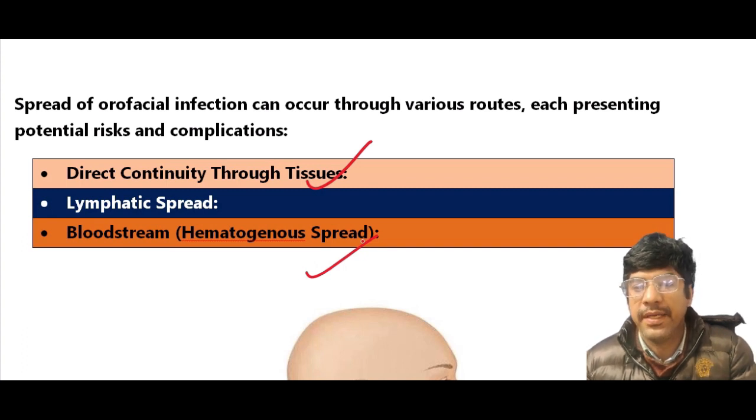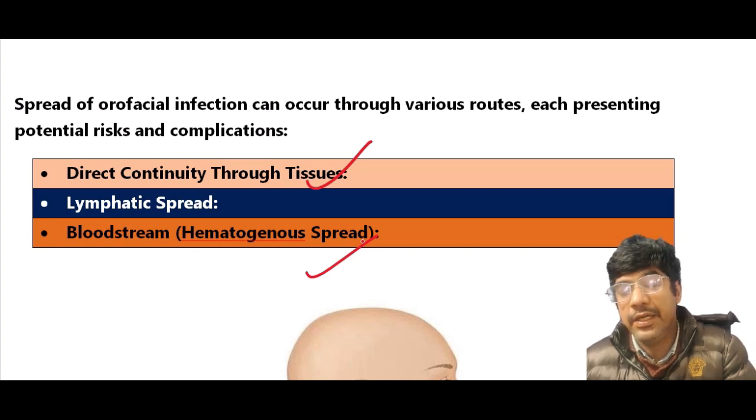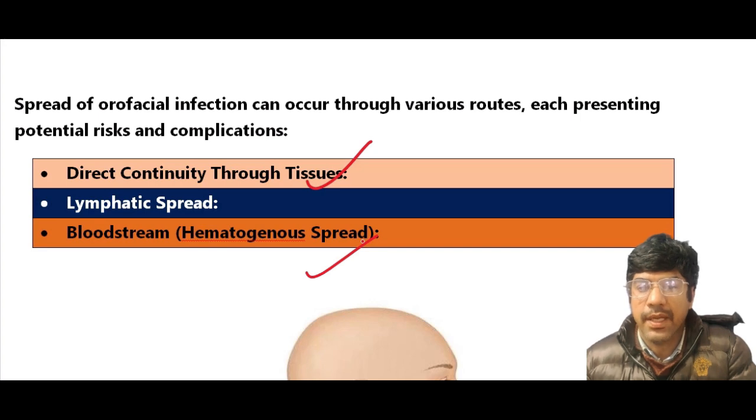Local thrombophlebitis, inflammation of veins with blood clots, can occur, particularly in the facial vein. This condition can propagate along the veins and enter the cranial cavity through the emissary veins. That can lead to cavernous sinus thrombosis.